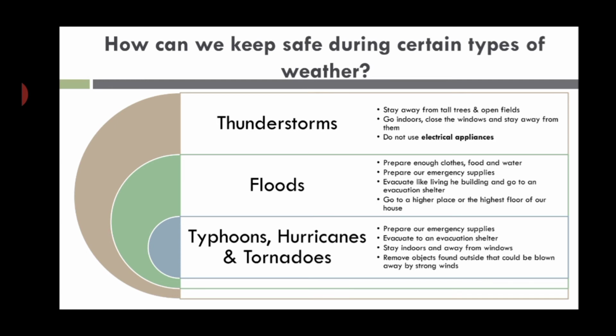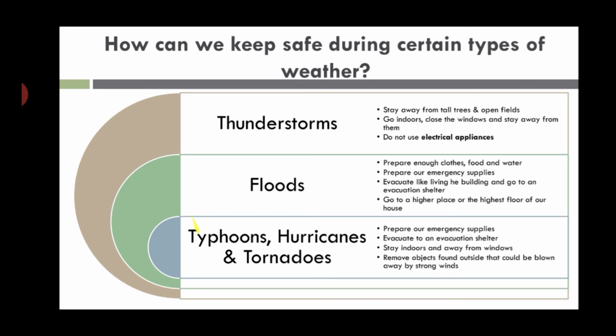First, prepare enough clothes, food, and water. Second, prepare our emergency supplies such as a battery-operated radio and a torch. And please evacuate yourself. Go to an evacuation shelter with your emergency supplies. And if you cannot do this, just go to a higher place or maybe the highest floor of your house.